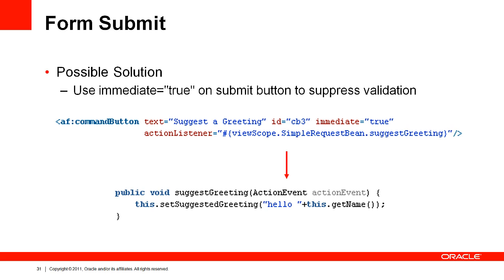One of the possible solutions, and that is what we learned from the reset use case, is to use immediate equals true on the submit button to suppress validation. For this, the suggest greeting button will have immediate equals true set, as you can see on the slide, and then an action listener that will invoke a method on a managed bean, and from the managed bean have a reference to the value of the name, which it will then concatenate with a hello. That's the idea.